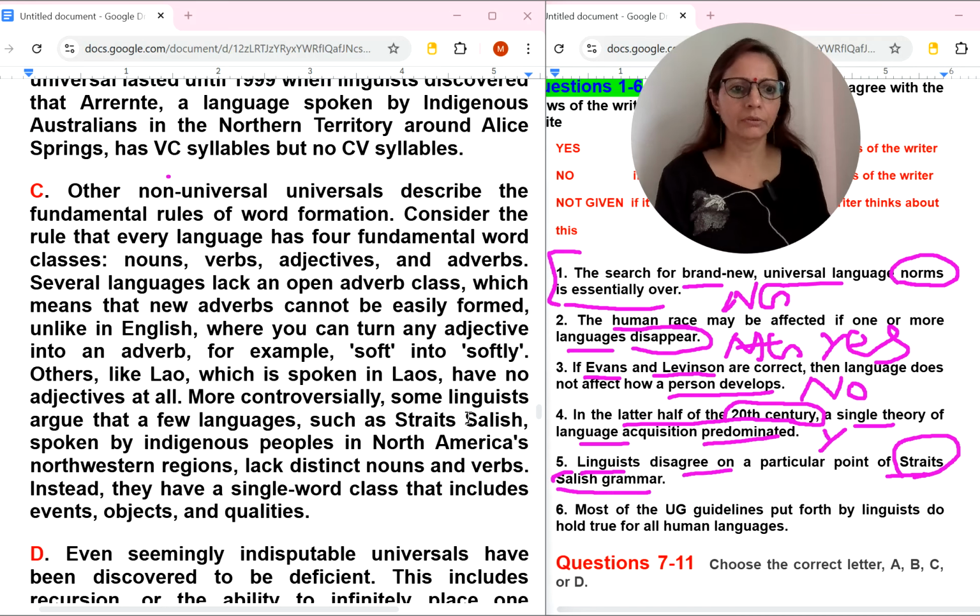So in C paragraph I have got this word Straits Salish. See this? Okay. More controversially, see this, means some linguists argue that a few languages such as Straits Salish, spoken by indigenous people in North America, lack distinct nouns and verbs. So it is clear linguists disagree on a particular point of Straits Salish grammar. Okay, so here this is yes.